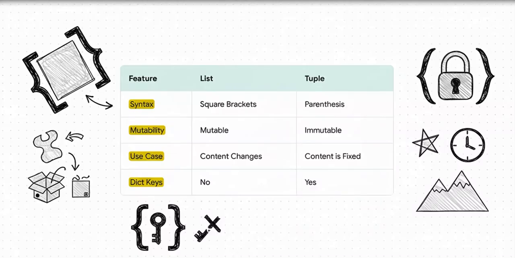But that last row, that's the real game changer. A tuple is hashable. Think of it like having a permanent, unique fingerprint because its value can never change. Python dictionaries require their keys to have this fingerprint. A list can't be a dictionary key because its contents might change, but a tuple, it works perfectly. That is a huge advantage.